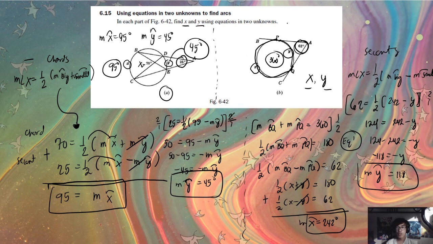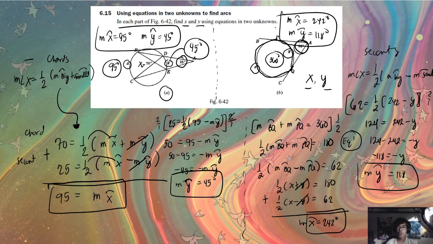There you go. So therefore, for number 2, or for letter B, the measurement of arc x is equal to 242 degrees, and the measurement of arc y is equal to 118 degrees. And that's how we solve our 2 problems for arc measurements involving chords and secants of circles.